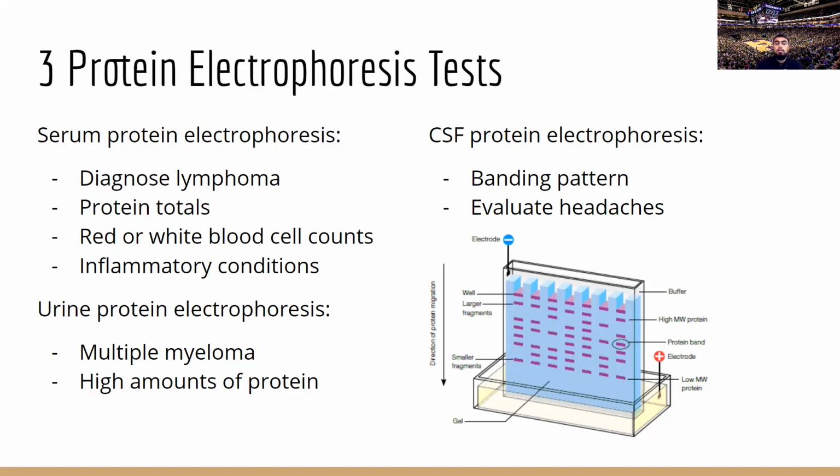Cerebrospinal fluid protein electrophoresis is used to look for the banding pattern, which can be related to multiple sclerosis, to evaluate a person with headaches and look for proteins suggestive of inflammation or infection that will provide reason for these symptoms. So overall, protein electrophoresis is a useful laboratory technique for investigating protein status in the body.